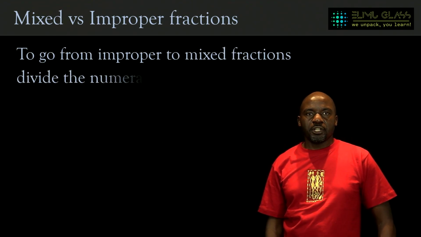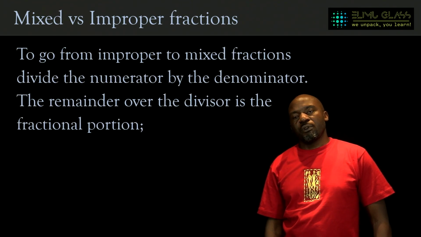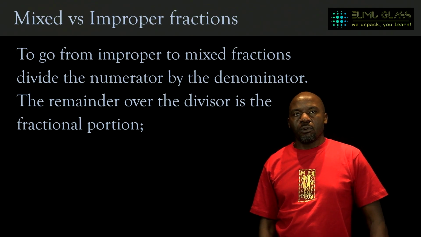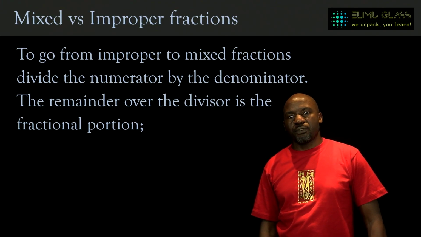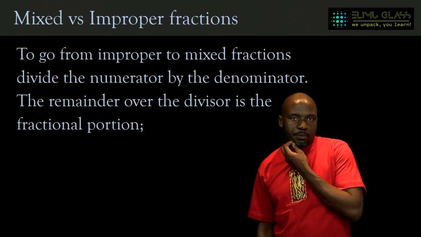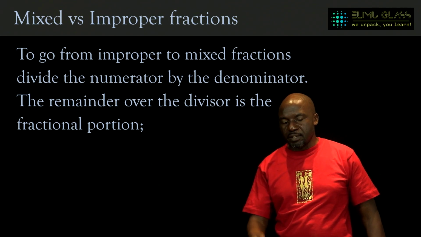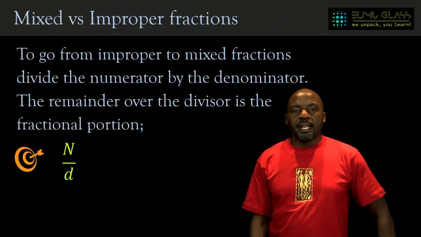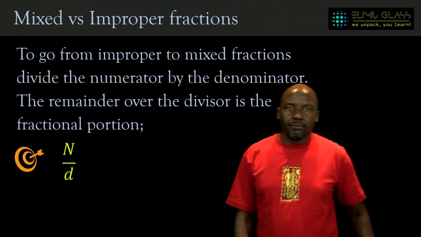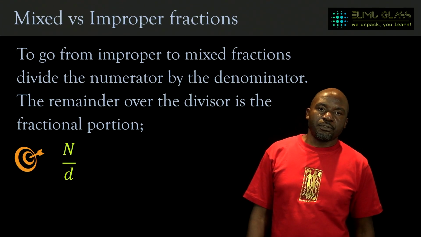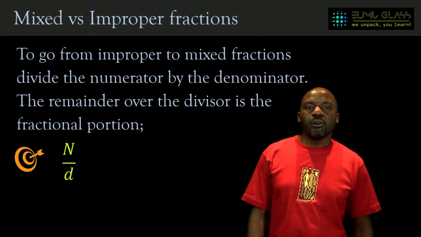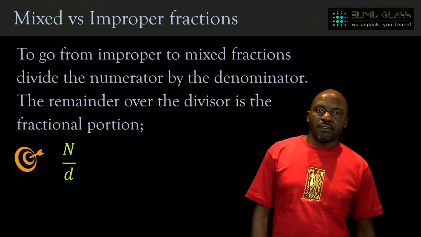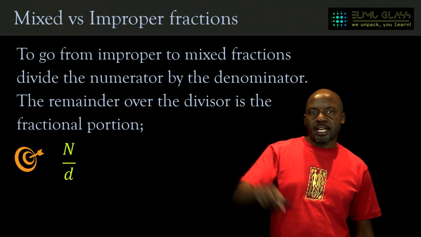Mixed versus improper fraction. We've seen how to go from mixed fraction to improper fraction. Now to do the opposite, to go from improper fraction to mixed fraction, we divide the numerator by the denominator, and the remainder is placed over the divisor, like this. So a number n which is bigger than d, for it to be an improper fraction. First of all, we see how many times d goes into n, and we will write that down, and whatever remains is what we place under d.